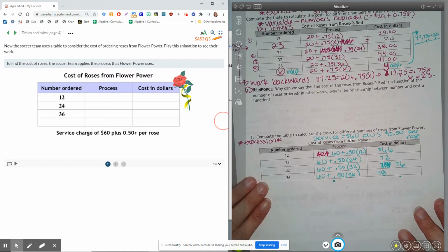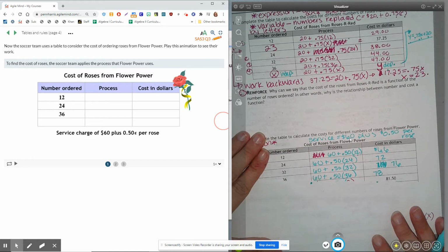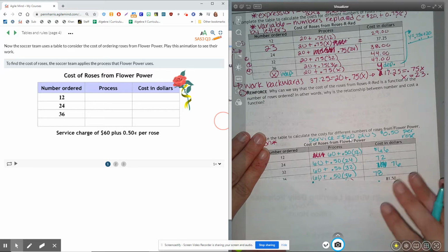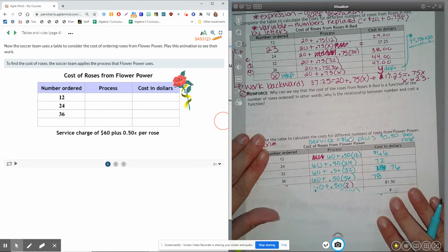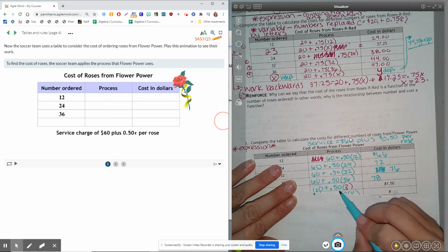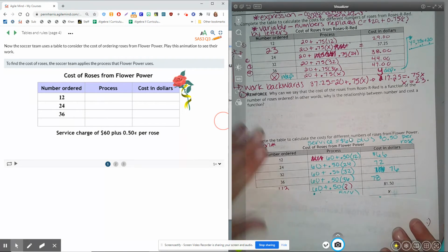But now here's the thing, guys. I want to see, if I have $81.50, how many roses am I actually ordering? Well, we're going to work backwards. This is where we put in our expression of 60 plus 50 cents per we don't know. And what we have to do is solve that.